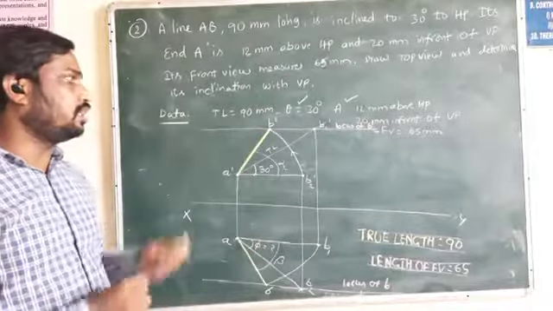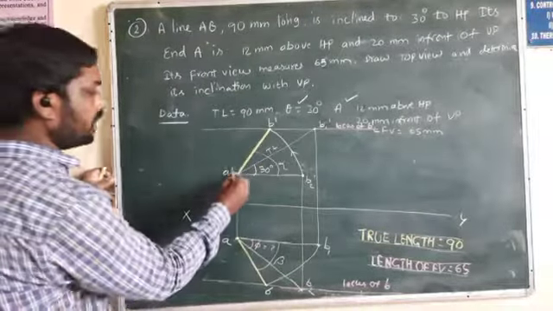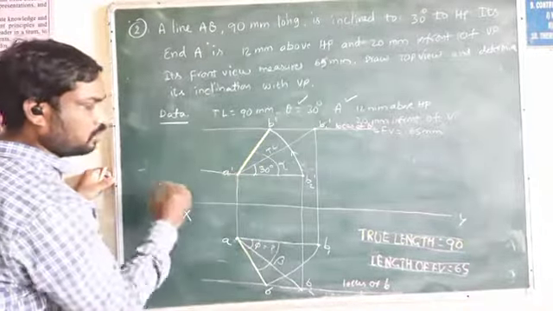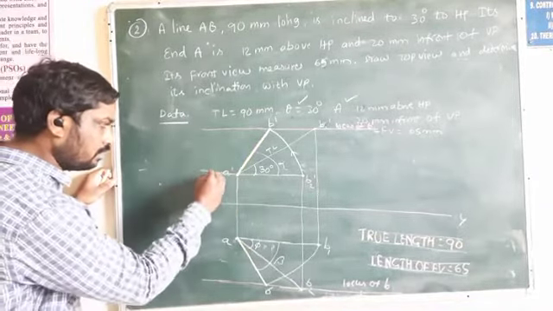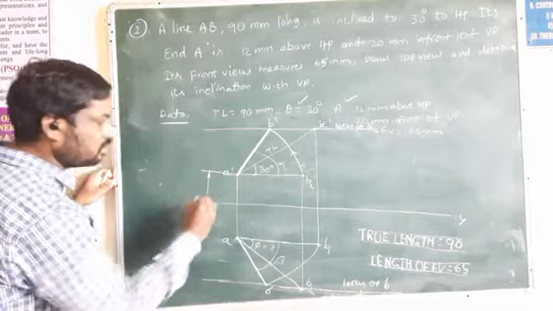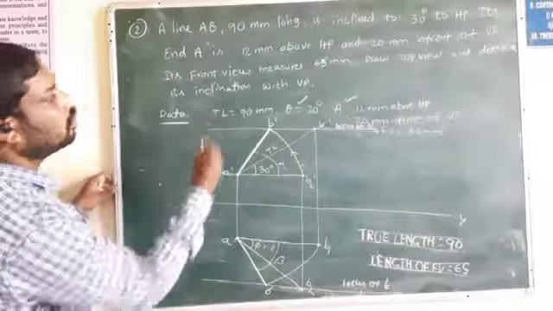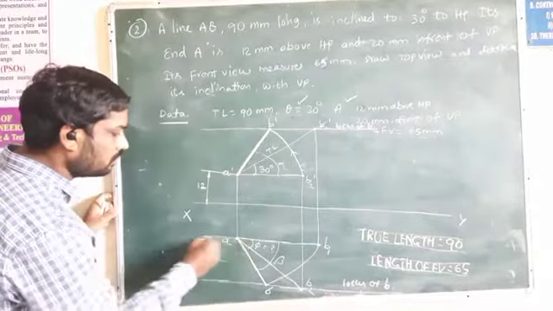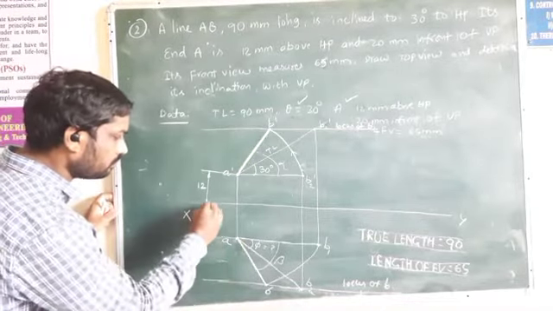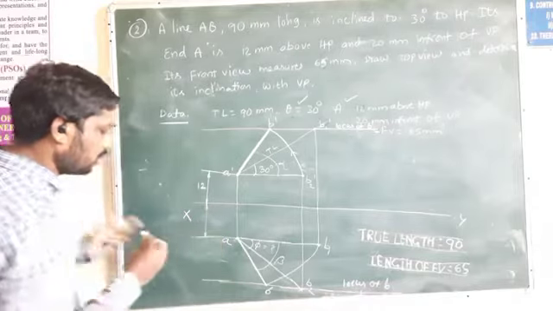Here also, what is point A? 12 mm above. We draw a line parallel to the xy line. Draw an arc like this. We show the length. How much length is it equal to? 12 mm above. This is 12, and this one is 25. This is 20.